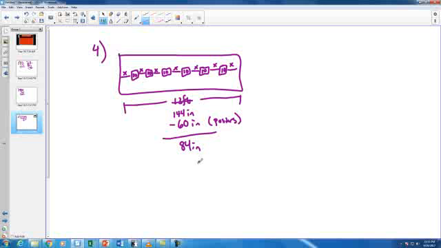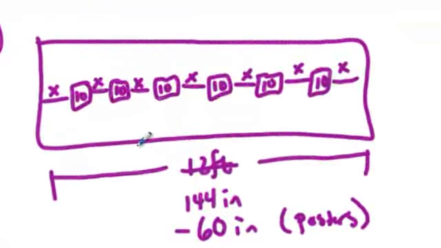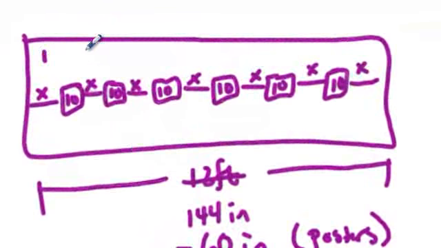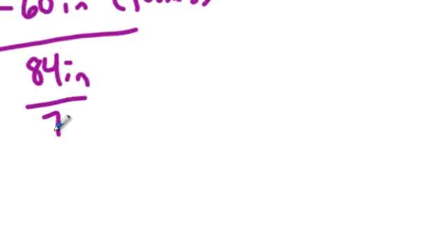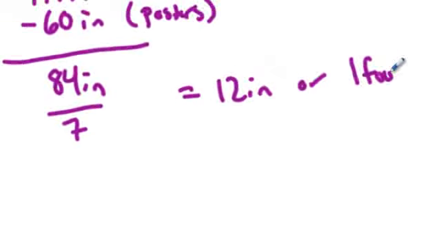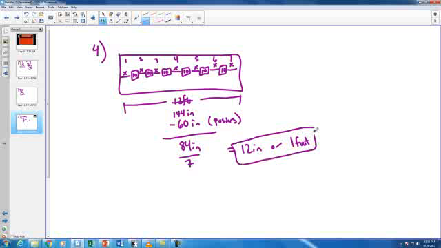The next question is, how many gaps do I have to fill? There's 1, 2, 3, 4, 5, 6, 7. And so that means this 84 needs to be split 7 ways. So I divide it by 7. It goes in there once and 12. So it ends up being 12 inches or 1 foot between each poster and on the edges of the wall.